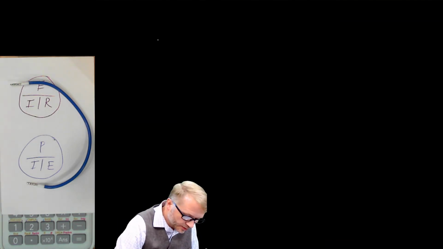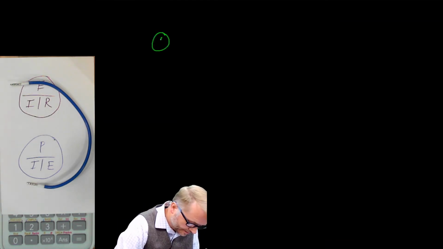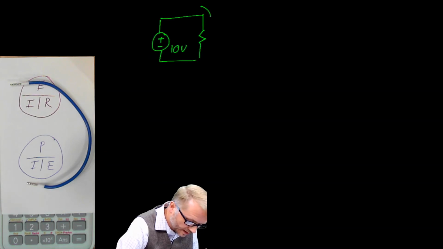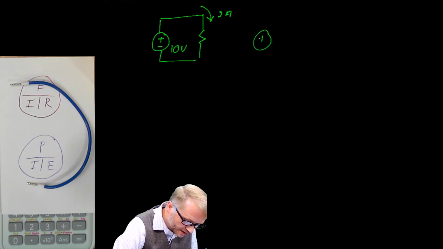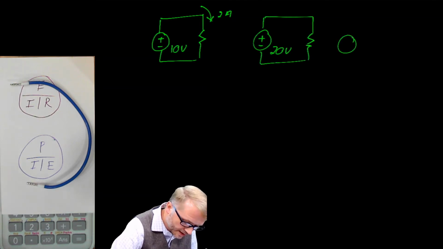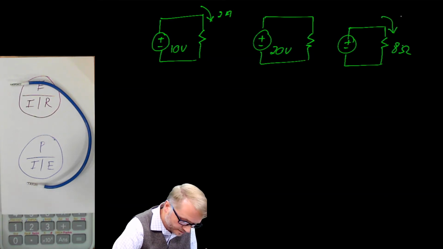There are 3 types of power problems. You're given a supply, in this case 10 volts, at 2 amps. You're given a supply voltage and a resistance, and you're given a current and a resistance. Oh, this was 2 ohms.